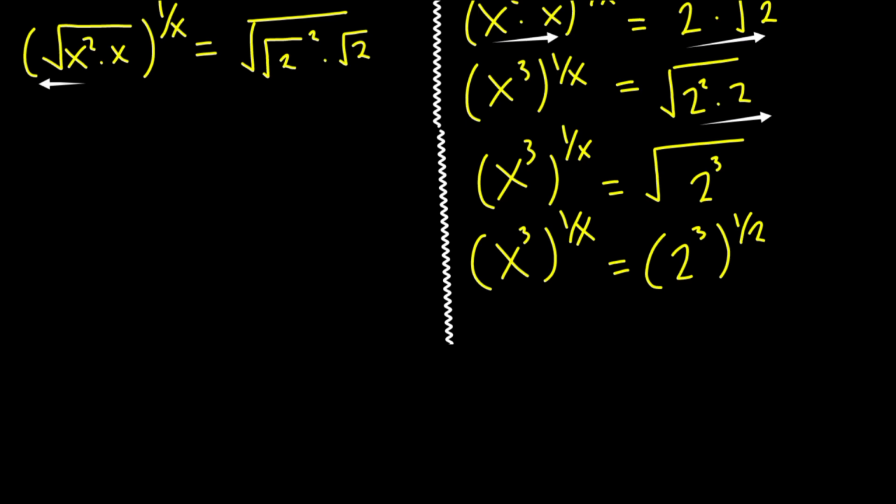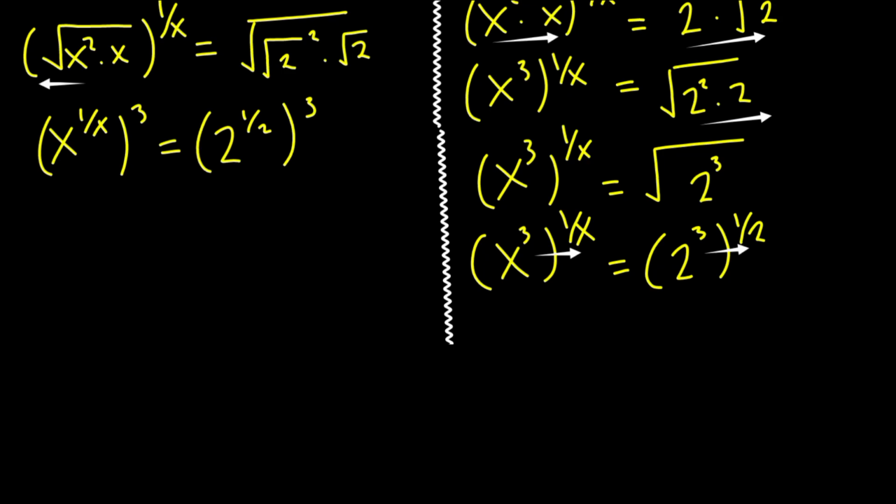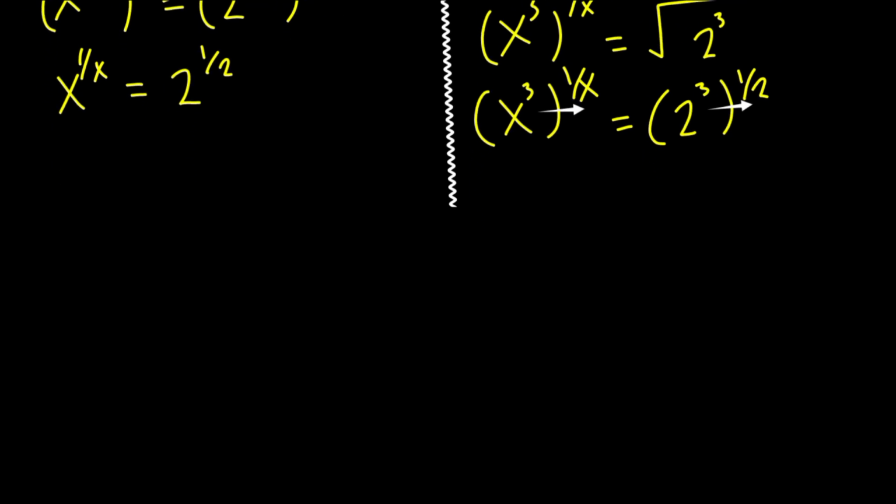So let's do something interesting here by swapping the position of the power. So we can say x to the power of 1 over x all to the power of 3 equals 2 to the power of 1 over 2 all to the power of 3. And so we can go ahead and cancel out 3. Therefore, we're left with x to the power of 1 over x equals 2 to the power of 1 over 2. And guys, we are not done yet.